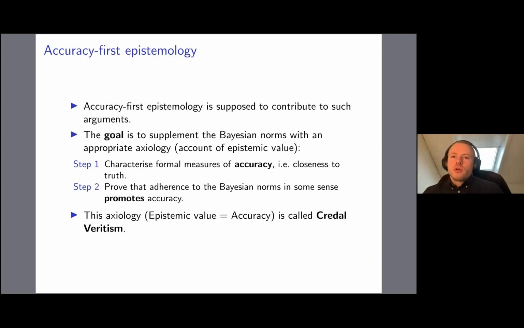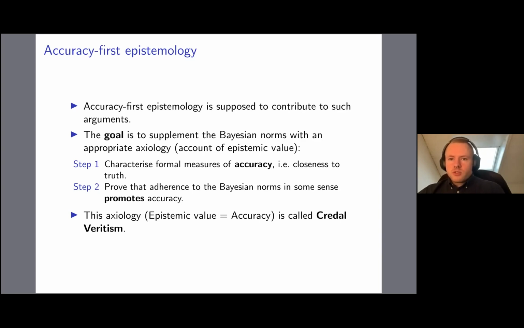It's a Bayesian research program. The goal is, broadly speaking, to supplement the Bayesian norms with an appropriate epistemic axiology. By that I mean an appropriate account of epistemic value. And as the name accuracy first already tells you, they believe that accuracy is the core epistemic value of credences. In fact, they believe it's the only kind of epistemic value that credences can possess. And this idea is called credal veritism.